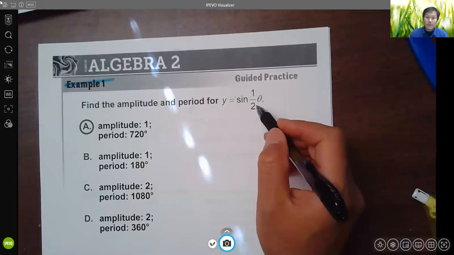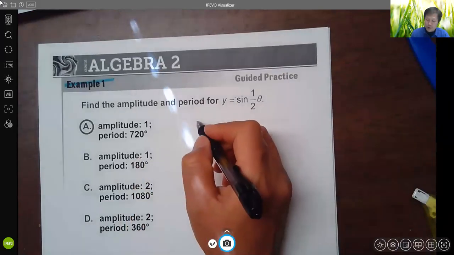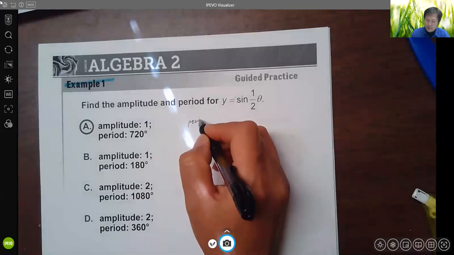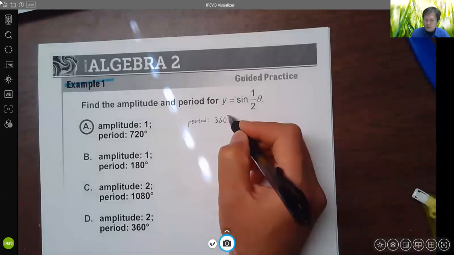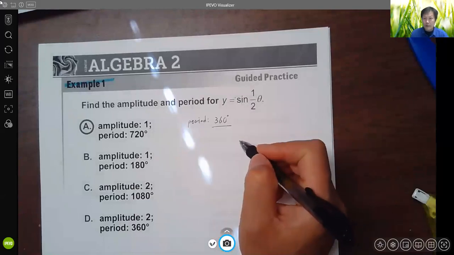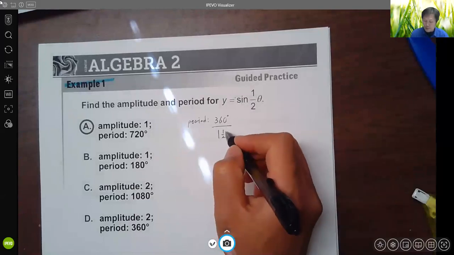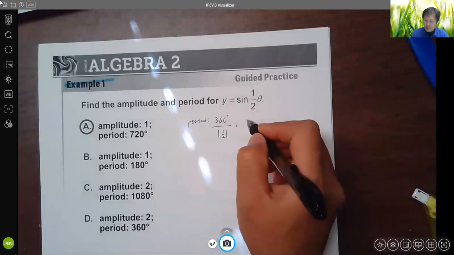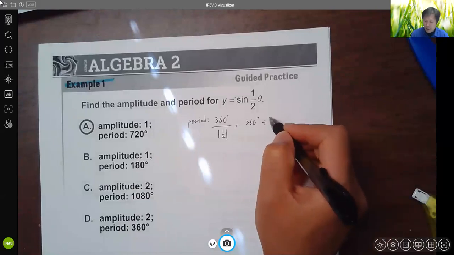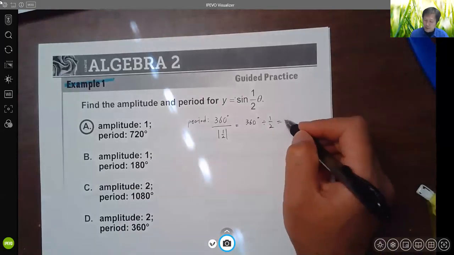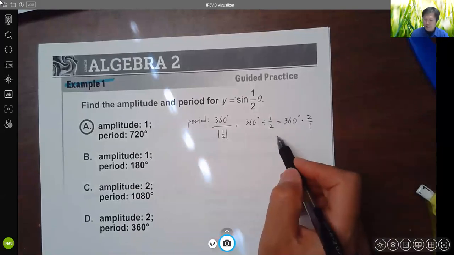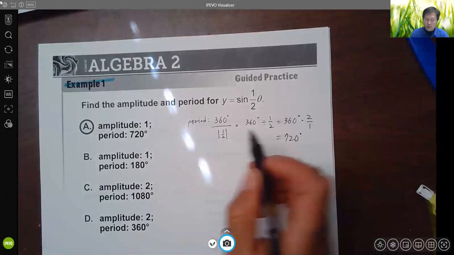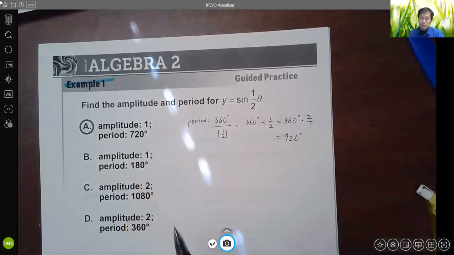Period. 1/2 is the value of B. So period will be what? Formula for period is 360 degrees over absolute value of B, absolute value of 1 over 2. So that's the same as 360 degrees divided by 1 over 2, which is the same as 360 degrees times 2 over 1, which becomes 720 degrees. So we are done for this problem.